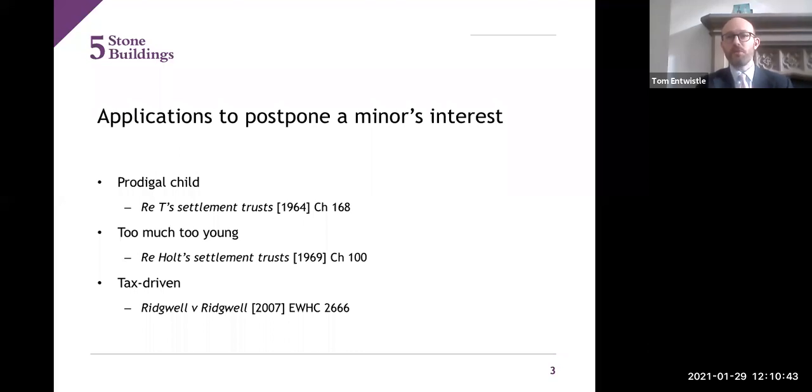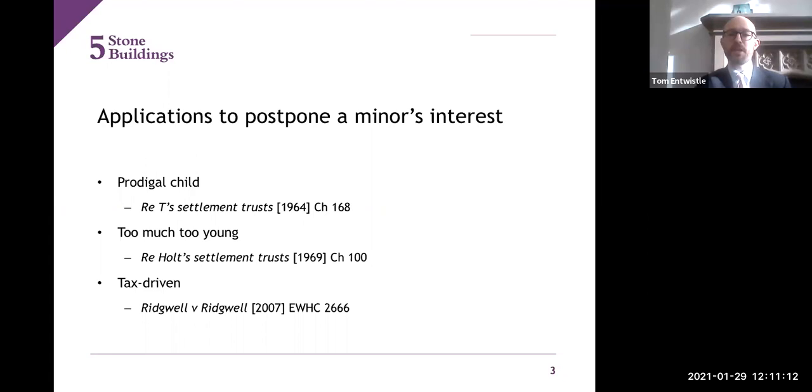The too much, too young cases, which is the second category, differ from the prodigal child cases in that they don't depend on any particular characteristics of the actual beneficiary concerned, but rather on the general proposition that it doesn't benefit someone to come into a lot of money at the age of 18. And applications of this sort are often made when the beneficiary is a young child.